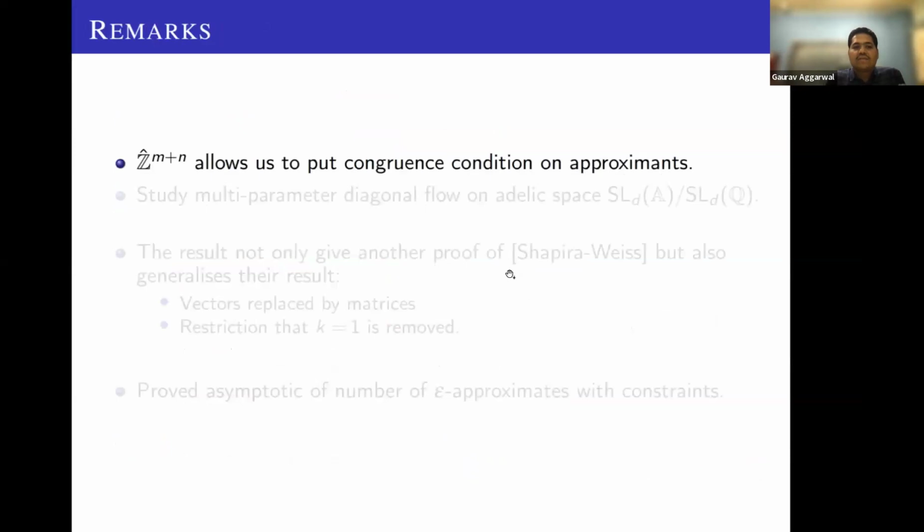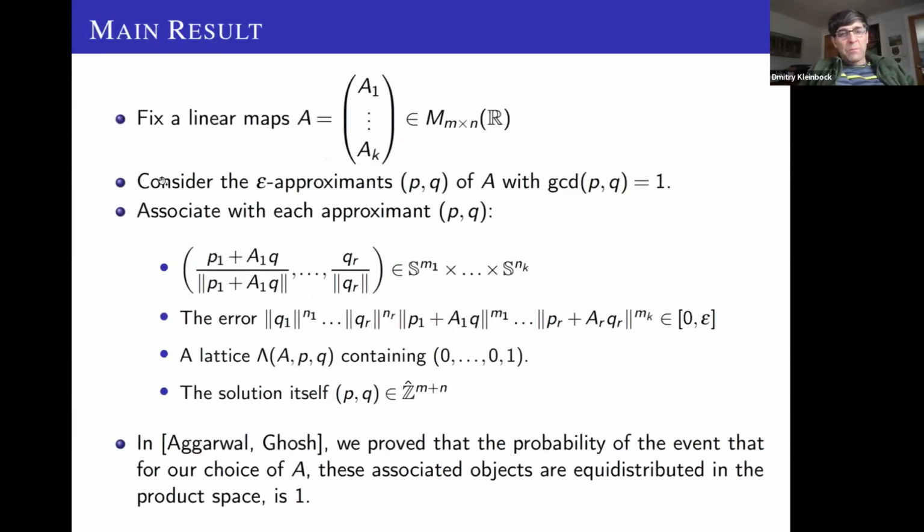Now, just some comments. First of all, excuse me, can you explain? Maybe I missed it. What is this Z hat? It's not integers, something else? So Z hat is actually the profinite completion of Z. Profinite completion, okay.